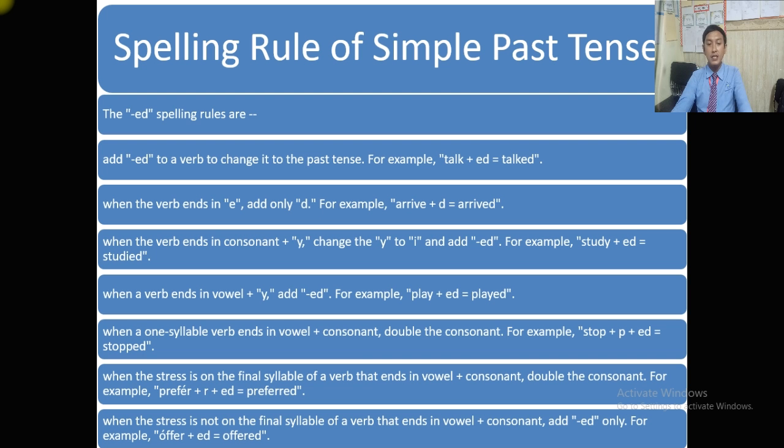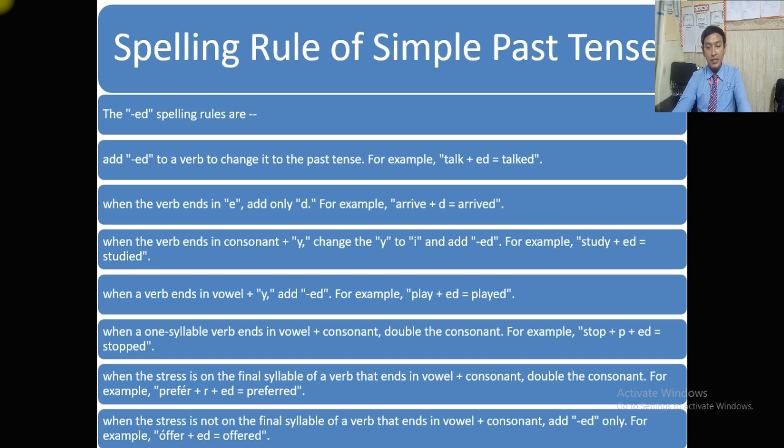So now you can see the "ed" spelling rules. Add "ed" to a verb to change it into the past tense. For example, talk to talked, that means talk plus ed. And you have to remember that when the verb ends in e, add only d. For example, the word arrive: we don't need to add e, we just add d. You see, arrive plus d.